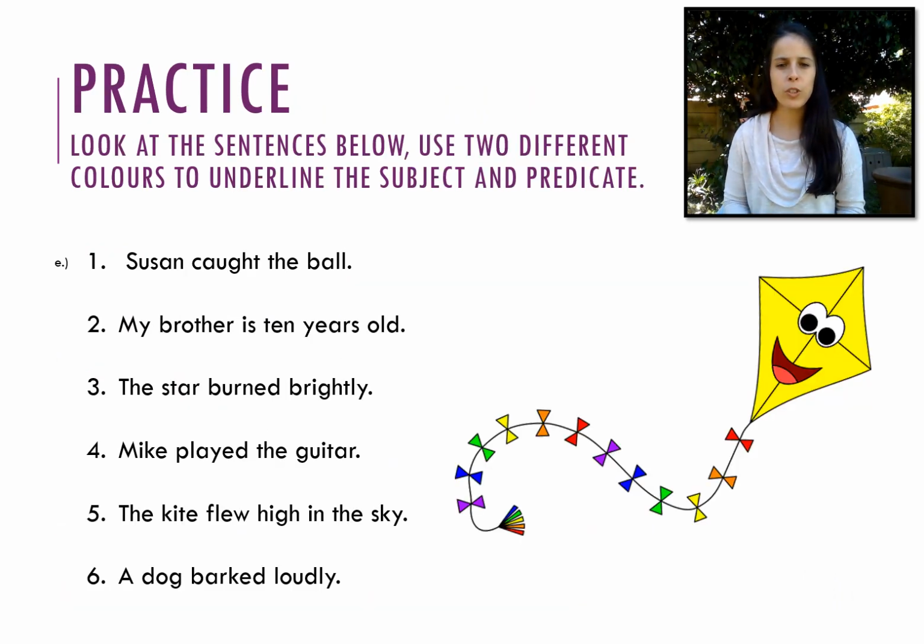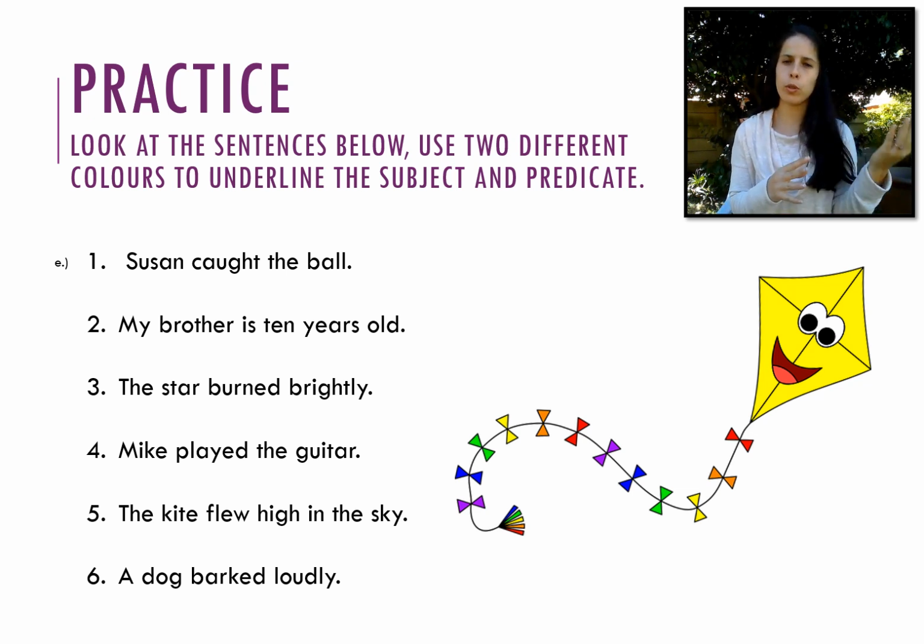Now to make sure you understand, we're just going to do a little bit of practice. So have a look at your instruction. It says, look at the sentences below. Use two different colors to underline the subject and the predicate. Please make sure you stick with your color. So if you use blue for subject in one sentence, you need to use it for all your other sentences. And then you can use green or red or whatever you've got for your predicates. Just make sure you stick with the same colors, all right?